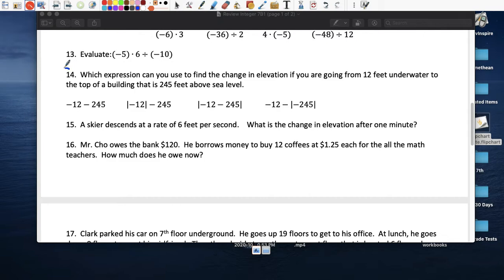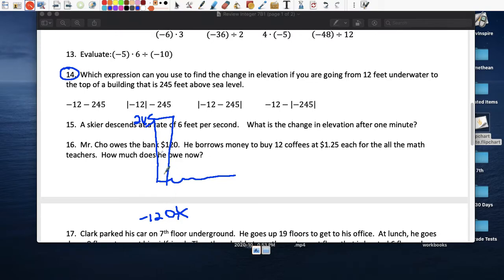Be careful with this question, or pay attention to this question, hint. Which expression can you use to find the change in elevation if you're going from 12 feet underwater? So pretend you're swimming, and you're at negative 12 underwater, and you're going to the top of a building that is at 245 feet above ground. Imagine you're scuba diving at negative 12 feet. You get out of the water, and you climb a very tall building, and you're going to go all the way to 245.